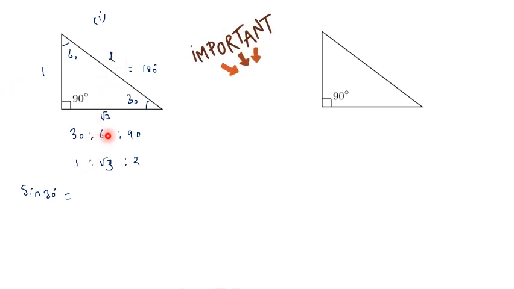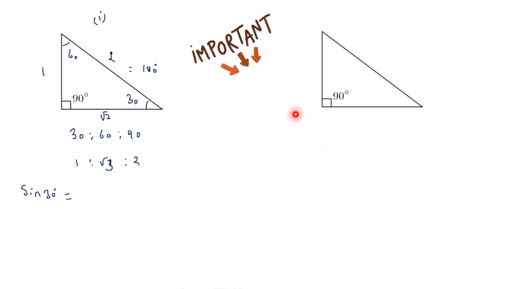Similarly, sine 60: opposite side is root 3, and the hypotenuse is 2. Similarly, cos 30 is adjacent side by hypotenuse, root 3 by 2. And cos 60 is 1 by 2, you can understand. Similarly you can find out the other answers.